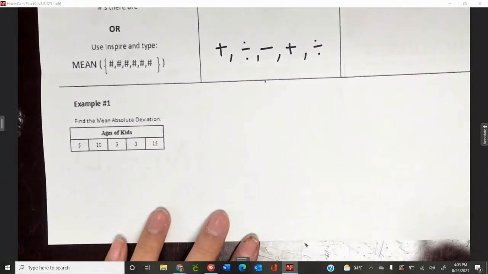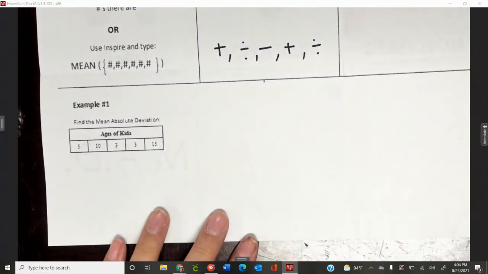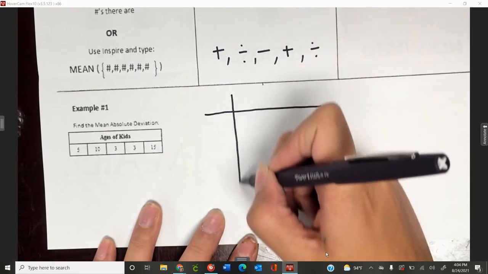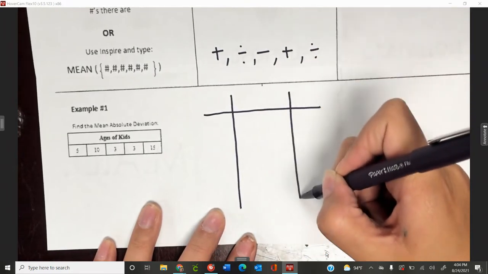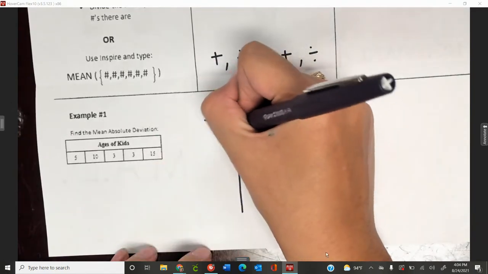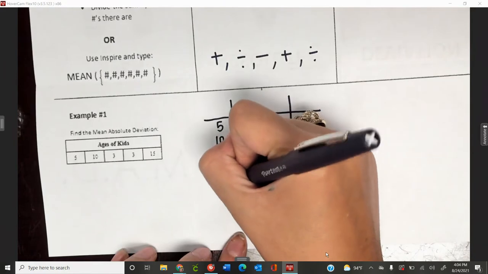You're going to go to example 1. Example 1 says, find the mean absolute deviation. You have the numbers 5, 10, 3, 3, and 15. Go ahead and draw yourself a chart. Once you have that chart drawn, go ahead and rewrite your numbers. So we have 5, 10, 3, 3, and 15.